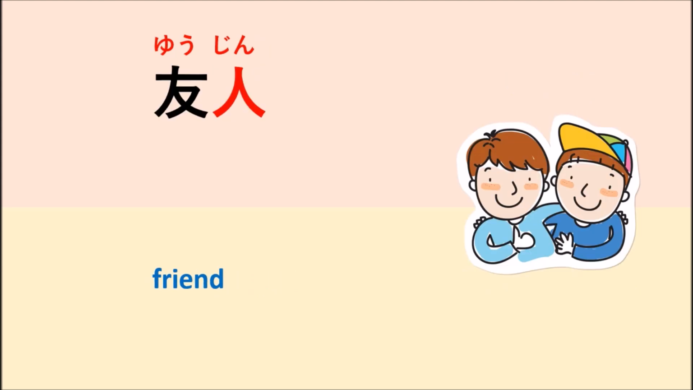Yujin. This means friend. Yu has the meaning of many people together, and it has the meaning of friend. But when you put the kanji of hito, it means friend.